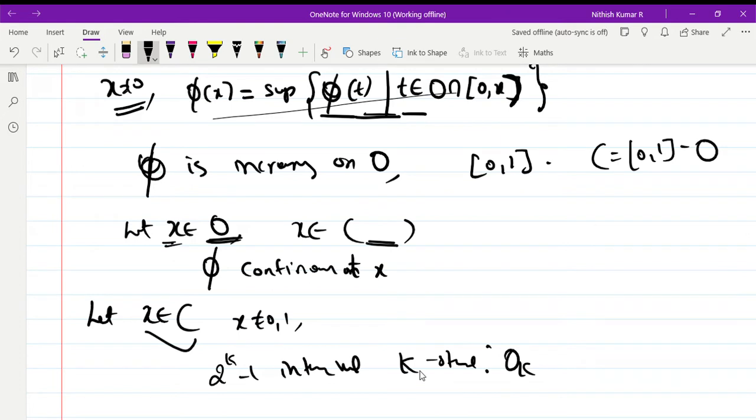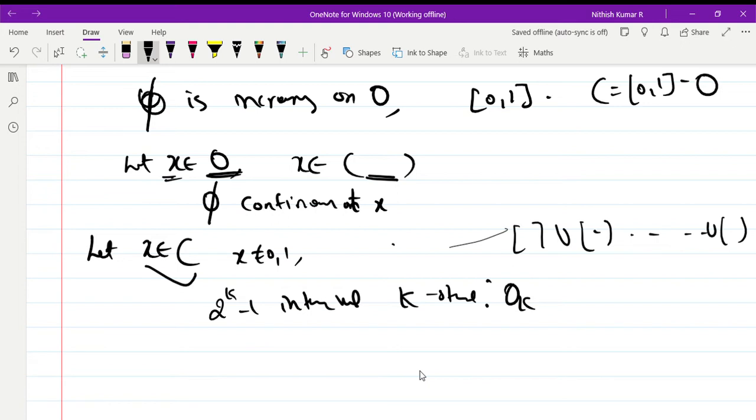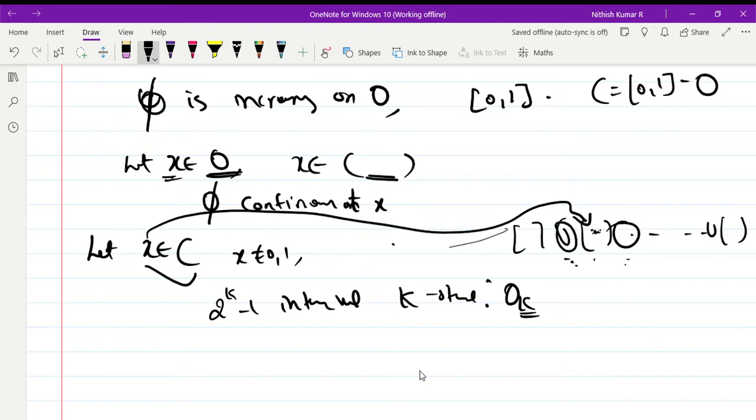Okay, now if K is sufficiently large, say X is in some interval. We can observe that for larger K, we get two intervals such that this point X lies between two consecutive intervals of O_K. For large K, this X will lie between two consecutive intervals in O_K.